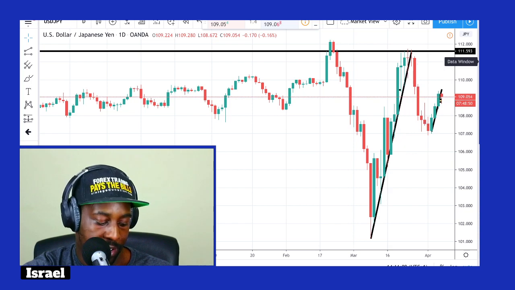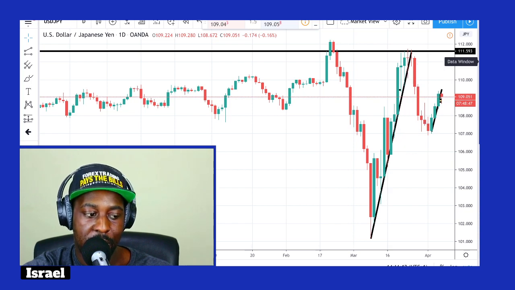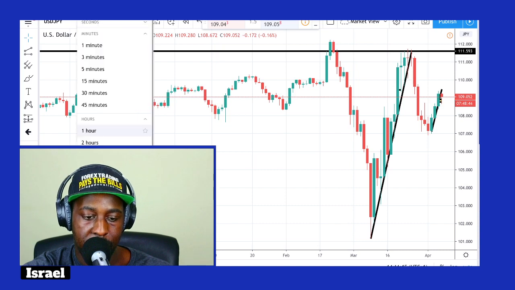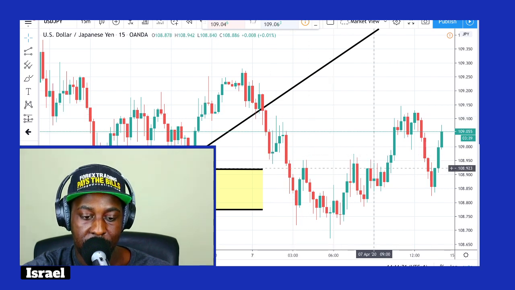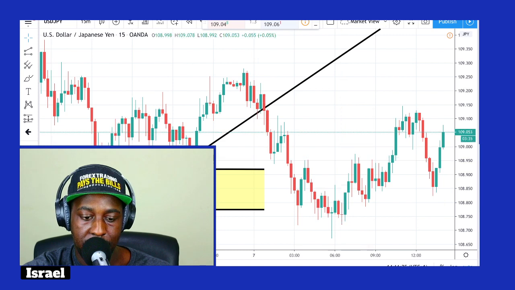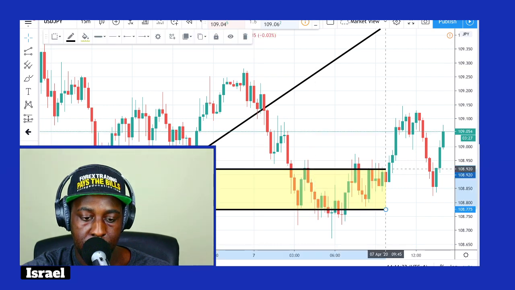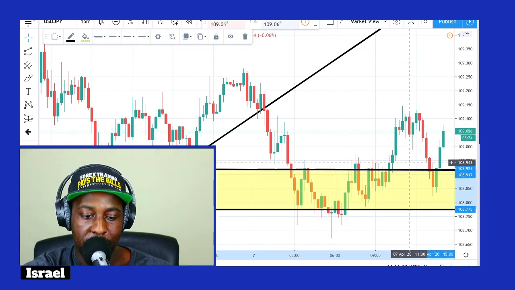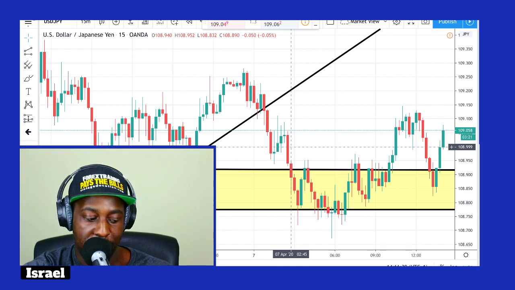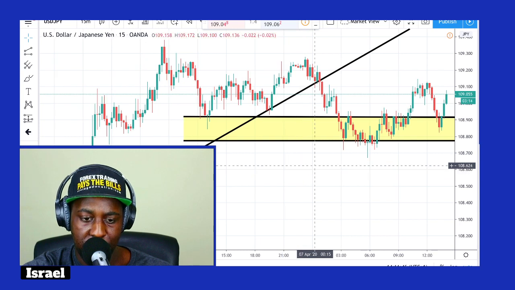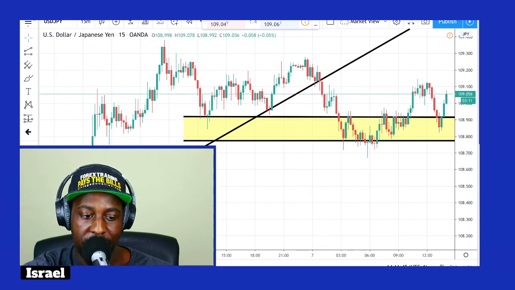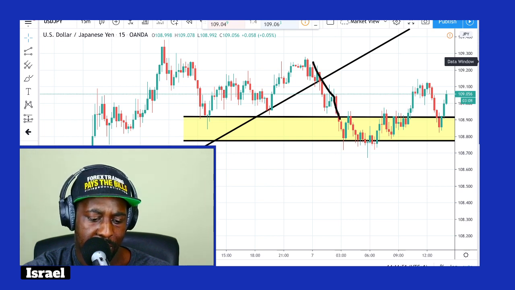Let's go down and see this in even better context. Let's look at a 15-minute. Okay, and you can see exactly what price is doing. The funny thing about this is, look what price did. Let me zoom out a little bit so you can definitely see this. Look at what price did here. Price came into the region. Okay. Look at the time.